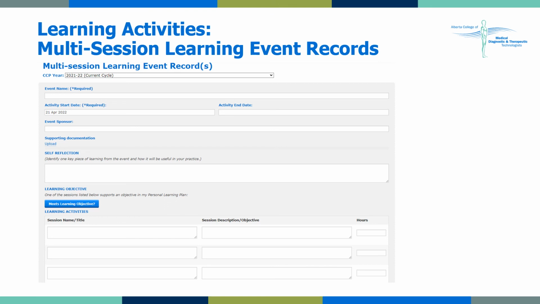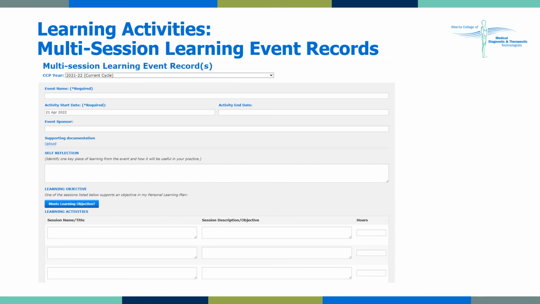To complete the record, start by adding the event name. Select the start date and end date, if applicable, using the calendars that pop up when you click on those fields. For the event sponsor, enter the organization or individual that hosted the event. You may also upload supporting documents if you like.